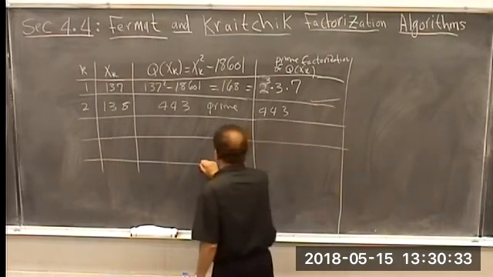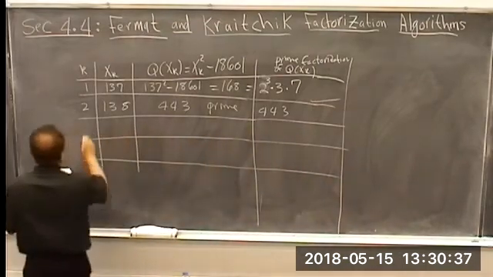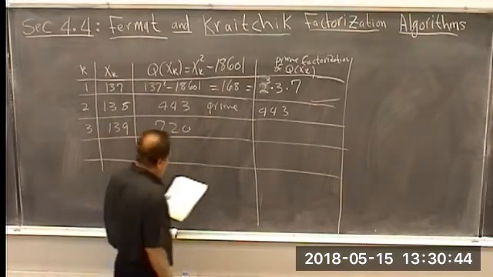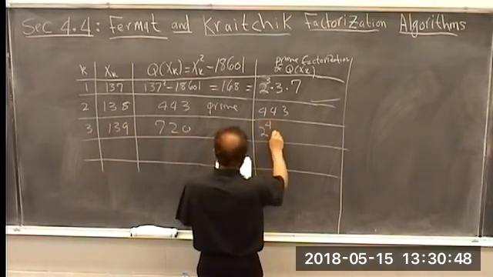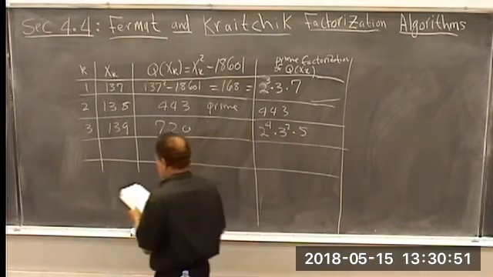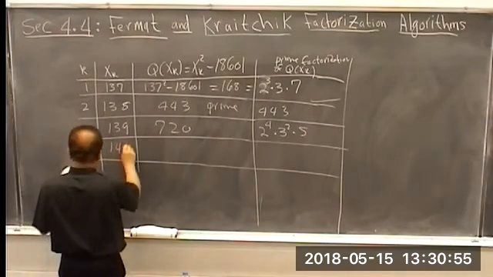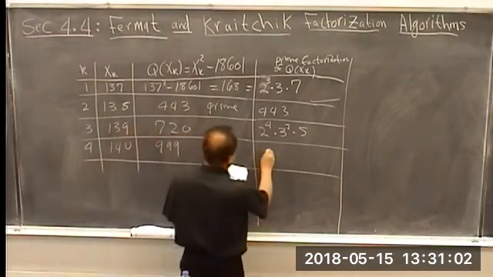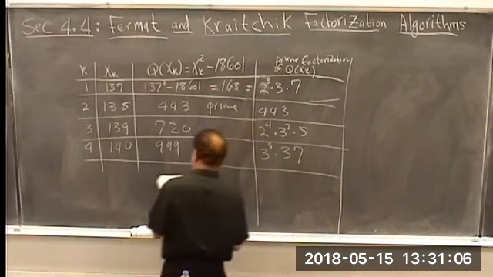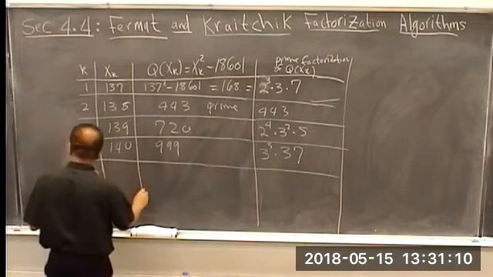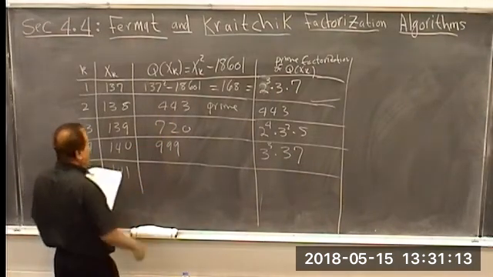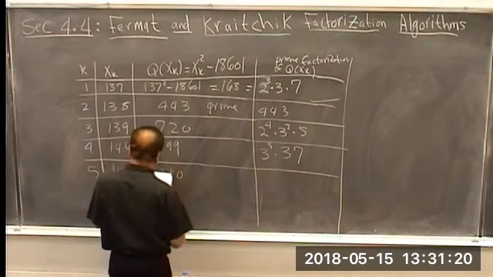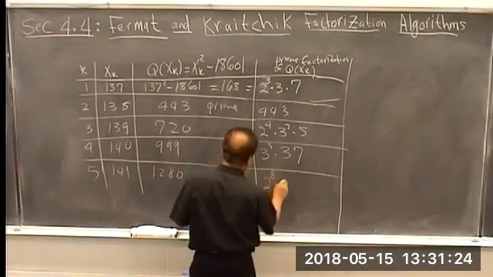So no proper factorization. Then when k equal to 3, this is 139, and this becomes 720, and we end up with 2 to the 4th times 3 squared times 5. Then we go with 4, so 140, and this becomes 999. And this factors to 3 to the 3rd times 37. Then we have 5. And as you see, none of these is a perfect square in the very last column. And this one, 1280, and the factoring of this is 2 to the 8th times 5.